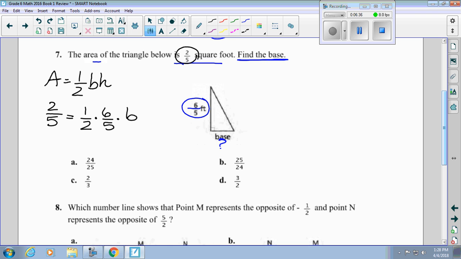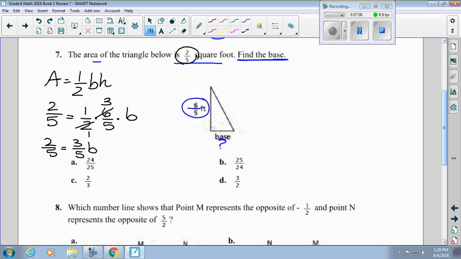You can simplify before you multiply though. So I'm going to look here and I'm going to notice that the 2 and the 6 share a common factor of 2. So I can pull that 2 out of it and say, 2 goes into 2 1 time and 2 goes into 6 3 times. So when you multiply this out, you're going to get 2/5 equals 3/5 times B. So we're saying 2/5 is 3/5 the amount of B, right?